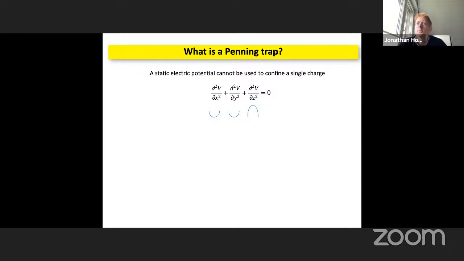I'll tell you why that is in a moment, but let's just think why we need them. You will have encountered previously in the set of lectures on ions that when you have a single charge, then Laplace's equation tells you that you cannot confine a single charge with static fields. You can think of it like this: if two of these curvatures are positive and are confining the particle in those two dimensions, you have to have anti-confinement in the other dimension, right? So the ion will roll off down the hill and be lost.